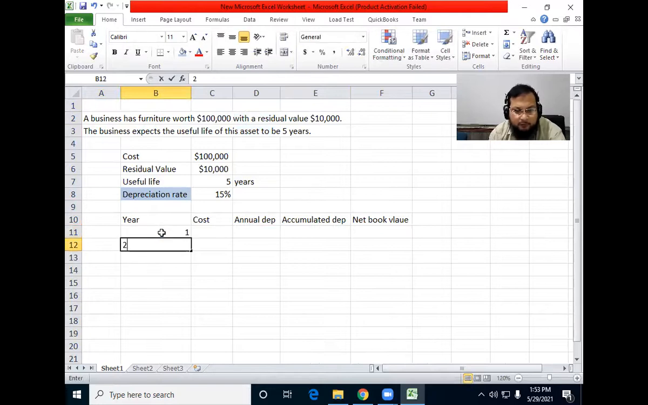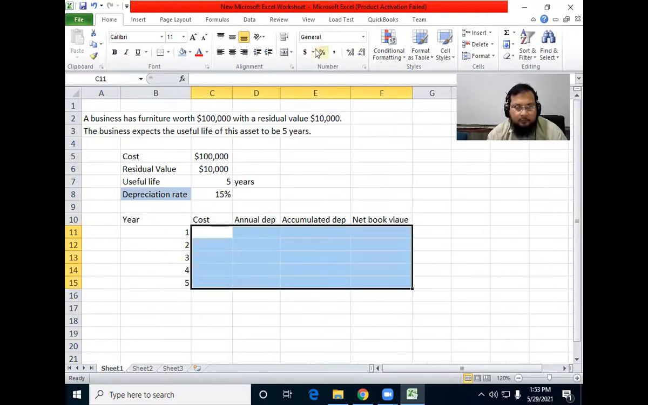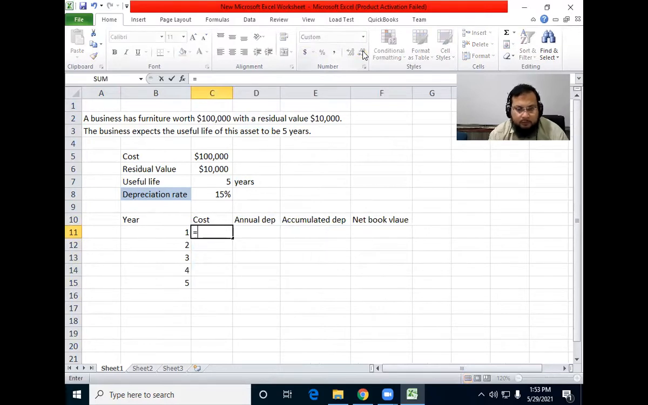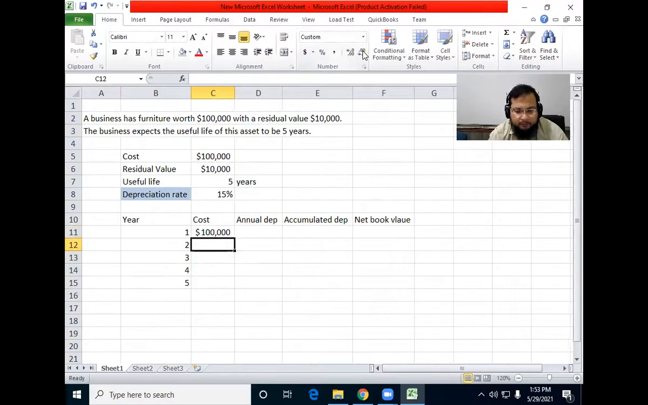So students, just pay attention to how we find these variables. So we have got 5 years, 1, 2, 3, 4, 5. The cost of the asset is equal to $100,000, and it will remain the same because cost never changes over the useful life of an asset.